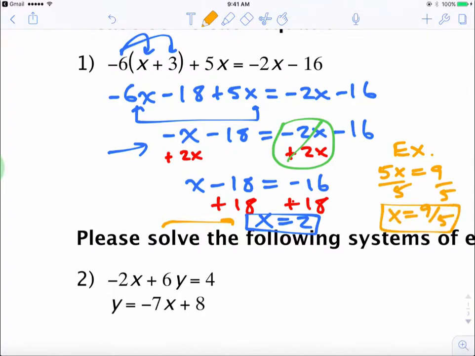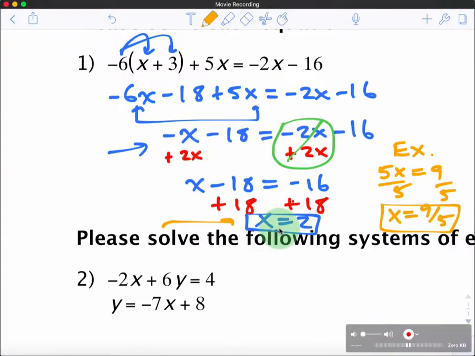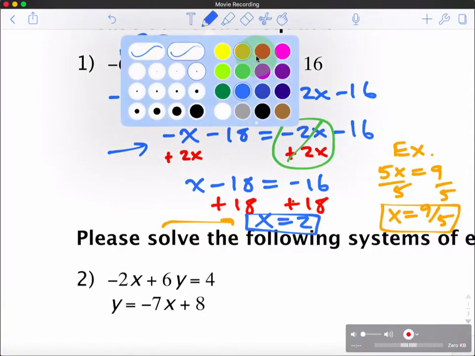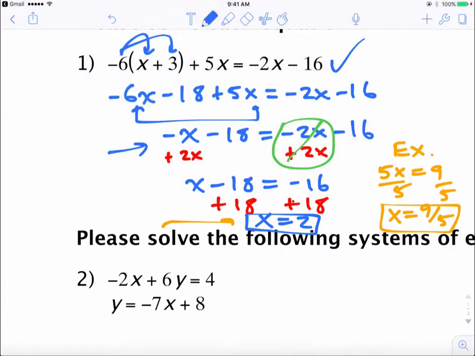One thing I like to do is when I have my candidate for a solution, I like to substitute it back in and make sure it actually works. So if x is 2, 2 plus 3 is 5, -6 times 5 is -30, -30 plus, this would be 10, -30 plus 10 is -20. Let's see if the right-hand side will be -20. -2 times +2 is -4, -4 minus 16 is -20. Fantastic, it works. 2 is the solution to that equation.